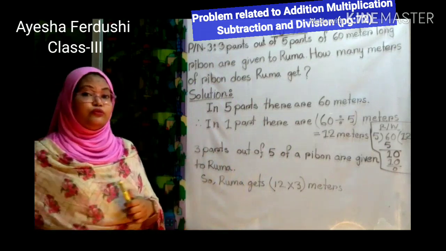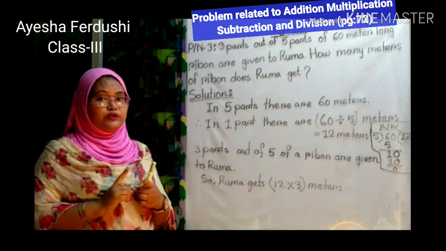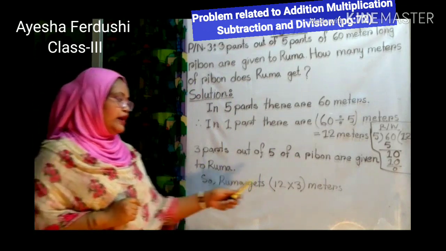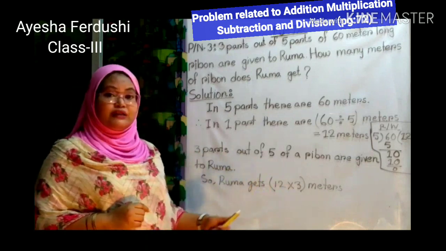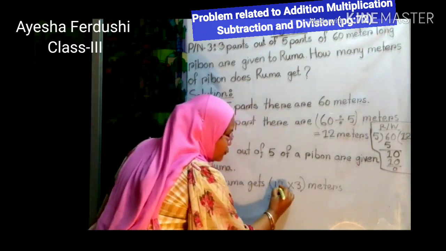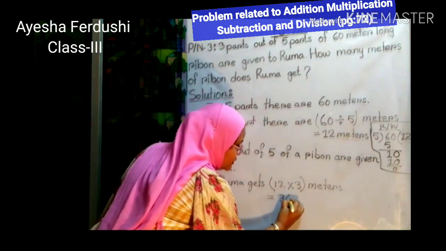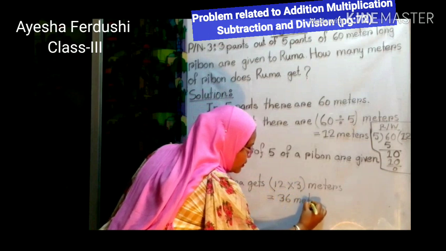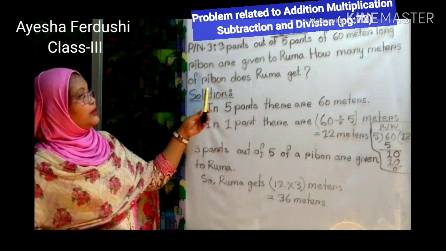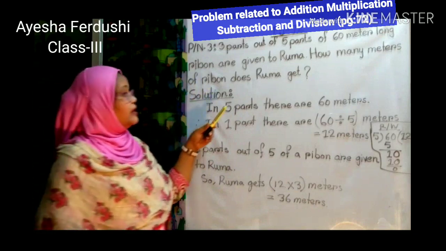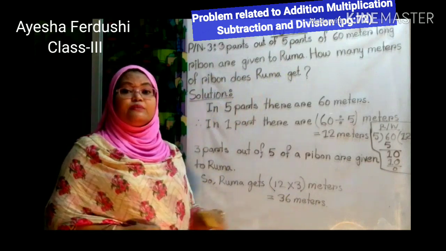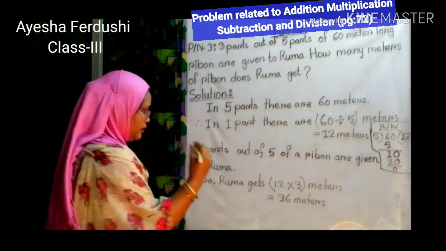Okay. You know the 12th table. 12 ones are 12, 12 twos are 24, 12 threes are 36. If you cannot find it by reading the multiplication table, you can do rough work here also. Okay. So 12 threes are 36 meter. So you can write the answer now. How many meters does Ruma get? Ruma gets 36 meter ribbon. Okay. Now here is the answer.